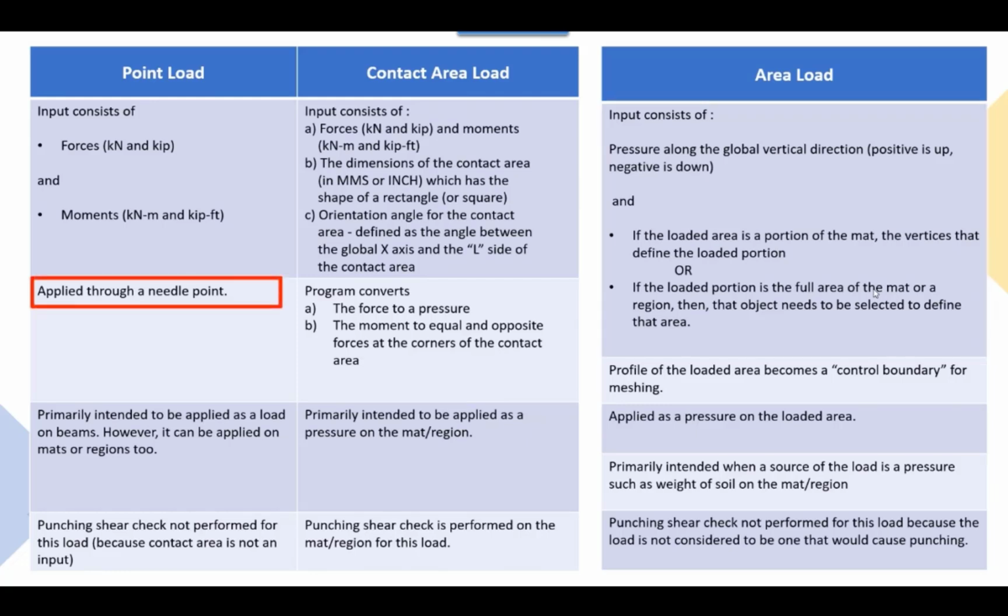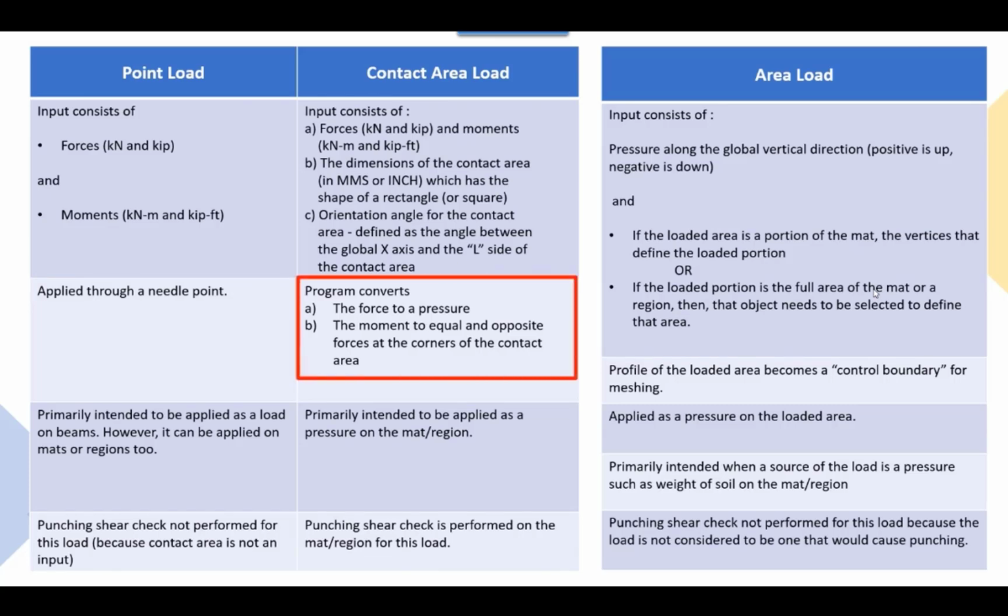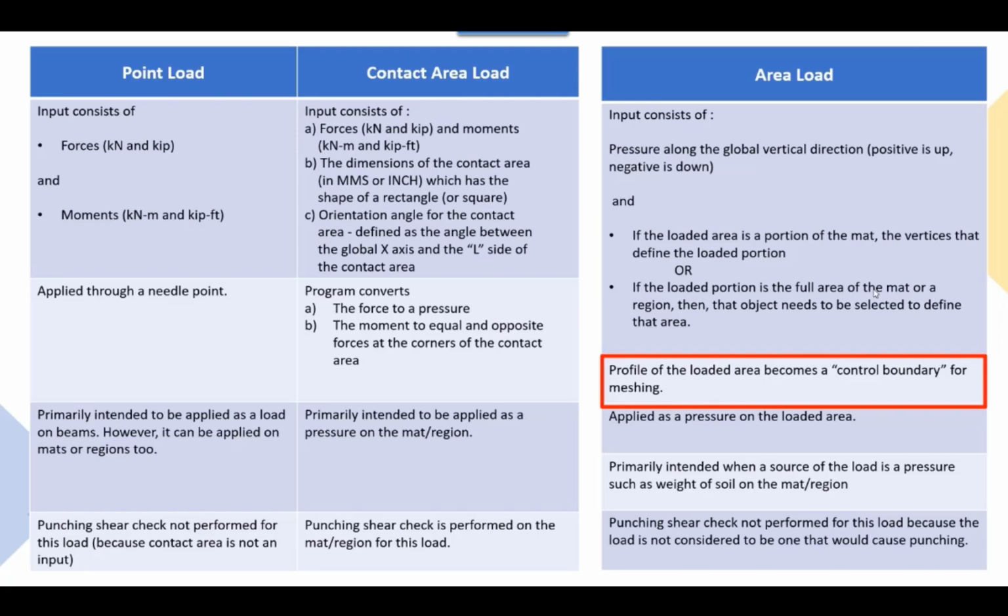Now, let's go ahead and see how the loads are assigned to the mat foundation. If you assign the point loads through a contact area, the program will convert the force to a pressure and the moment to equal and opposite forces at the corners of the contact area. If you assign an area load, the profile of the loaded area will become a controlled boundary for the finite element mesh of the mat foundation. The area load will be applied as a pressure on the loaded area.